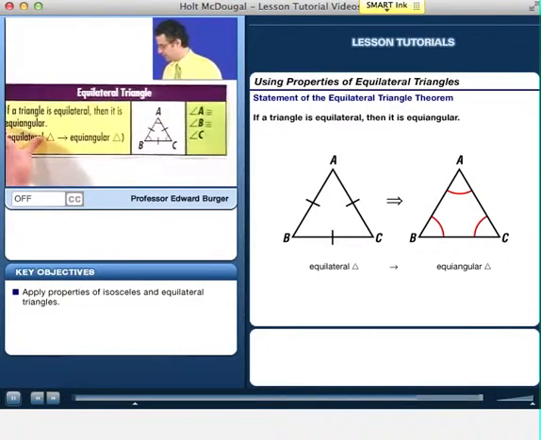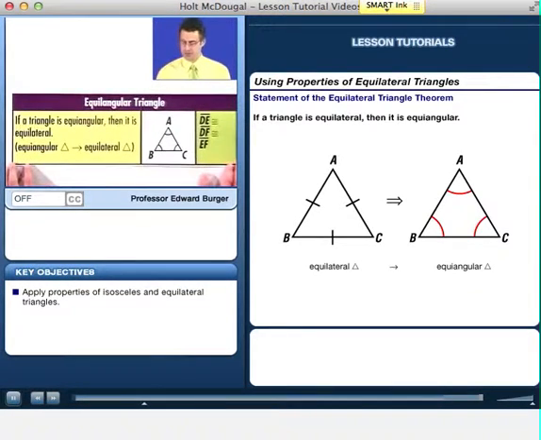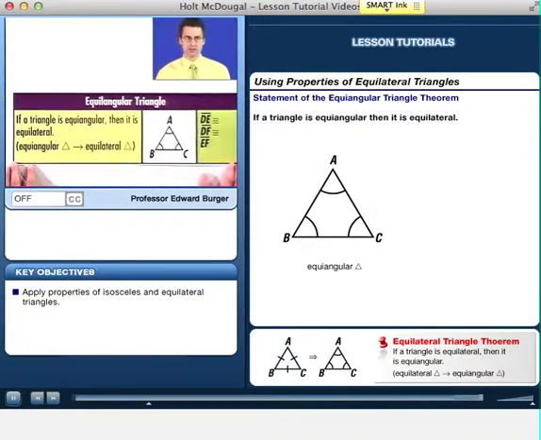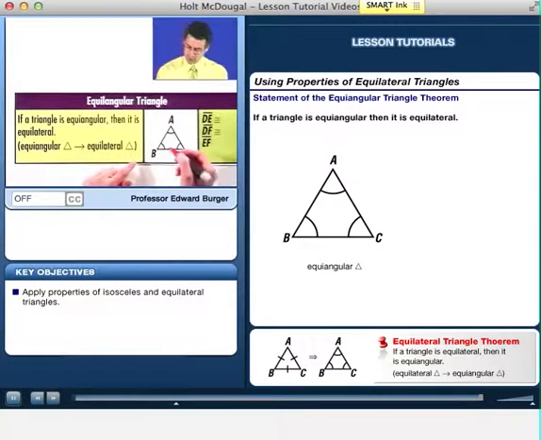And similarly, we can study equiangular triangles, and we have the following result, which states that if a triangle is equiangular, then it's equilateral. That means that if all three angles of a triangle are equal or congruent, they have equal measure, then in fact the lengths of those sides are all going to be congruent.